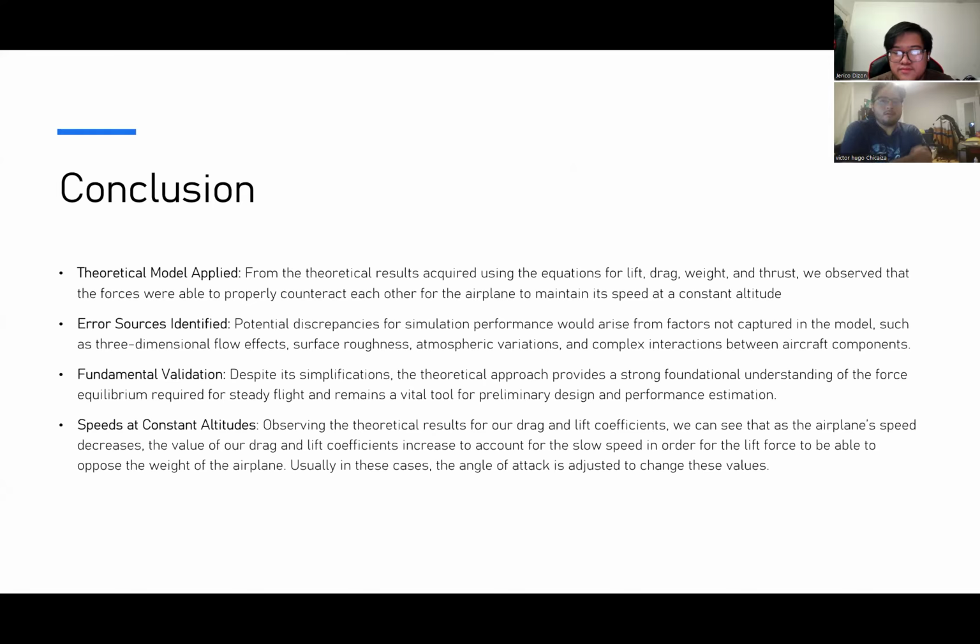When we look at the sources of error, we noted that the model doesn't capture several real-world factors like 3D flow effects, surface roughness on the wings, and more. They are all influences that could cause our simulation results to differ from the actual performance.